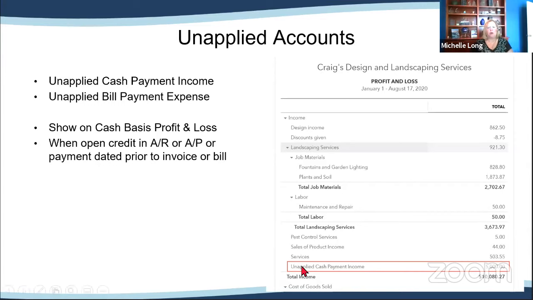It's going to show up when you run your profit and loss on a cash basis. Okay, and it's only going to show up when you have an open credit in accounts receivable or accounts payable, or the payment is dated prior to the invoice or the bill. So let me explain this. If you've taken the advanced certification training, we talk about how to account for retainers and prepayments or deposits that clients have, where they receive money in advance as a prepayment or a deposit, retainer.